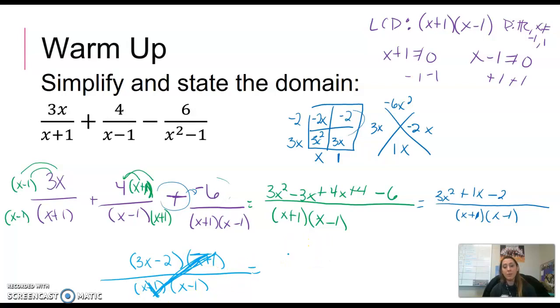And I end up with a final answer of 3x minus 2 all over x minus 1. And that, my friends, is my final answer. Let's go ahead and get that in your notes. Essentially, we're doing the exact same thing. We're just combining more like terms in the numerator.